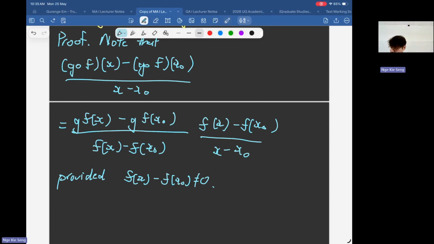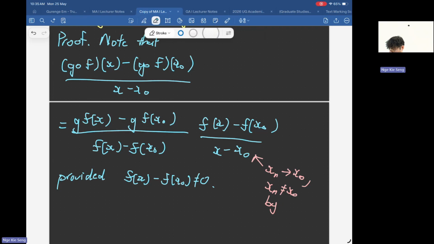Maybe I make a remark here. For x_n that converges to x naught, we have x_n not equal to x naught by choice, or by construction.